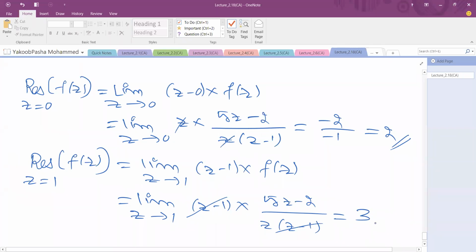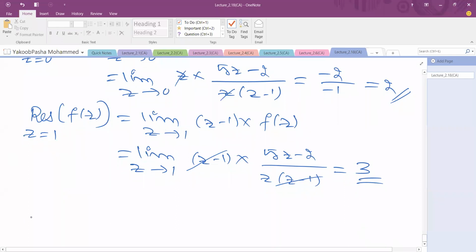Okay. So we can use the sum of residues, that means the Cauchy residue theorem. Therefore, the integral over C of f of z dz is equal to 2 pi I times the sum of residues.